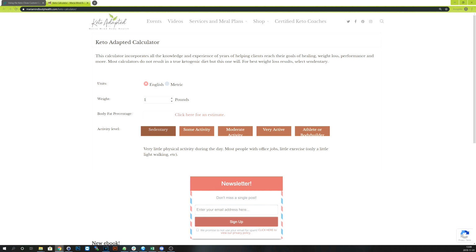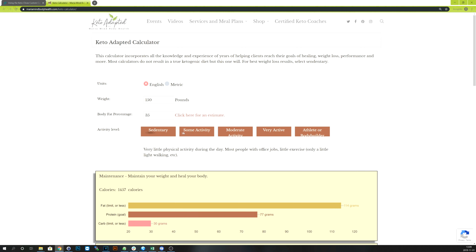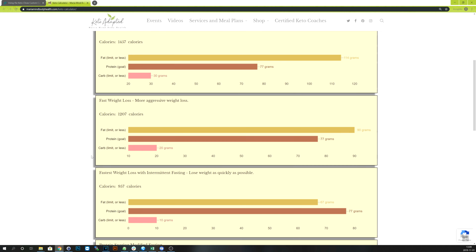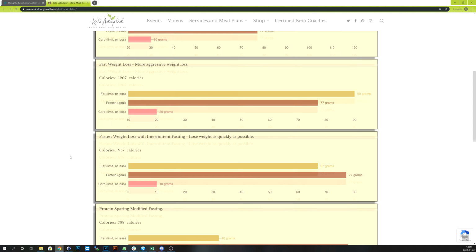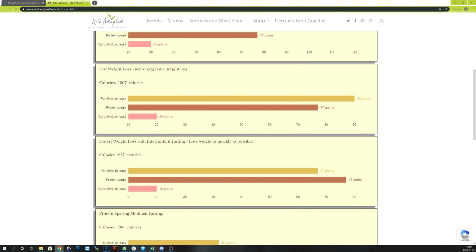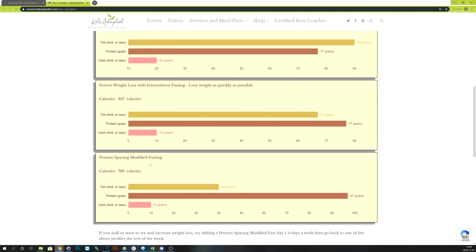So let's say we've got a 150 pound individual with 35% body fat. And then you've got different activity levels. For most people, you're just going to want to select sedentary and then account for any activity that you do in a tracking program if you want to do that. But then here on this page, it gives you 4 different calculations.